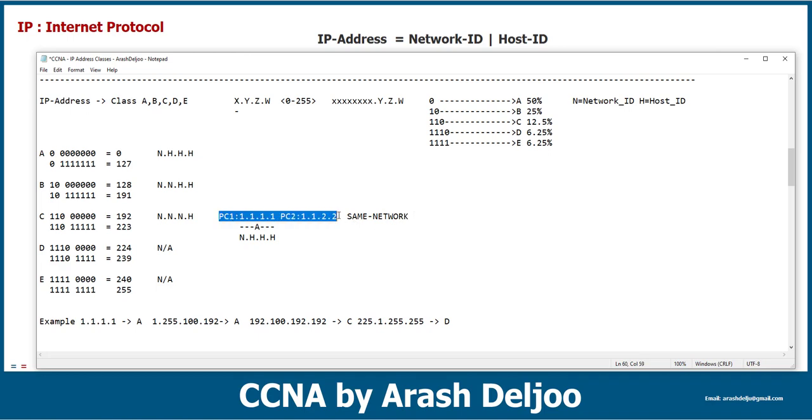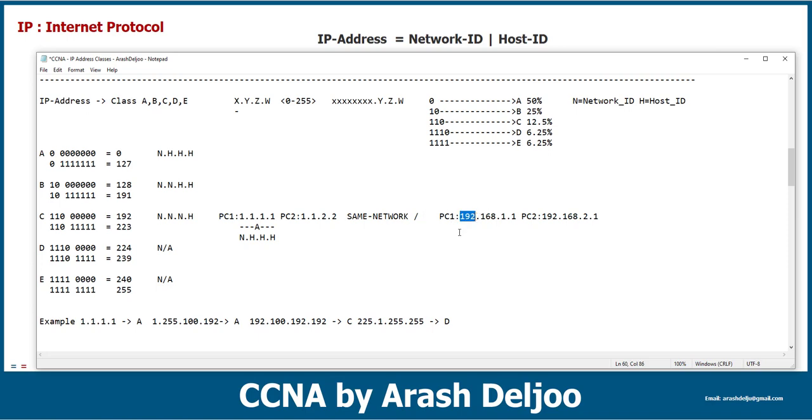Let me give you another example. Assume that here we have again PC1 and PC2. PC1's IP address is 192.168.1.1 and PC2's IP address is 192.168.2.1. Let me ask the question again. Are PC1 and PC2 residing in the same network?